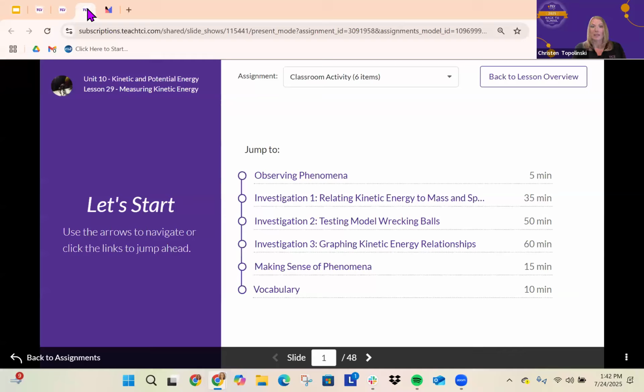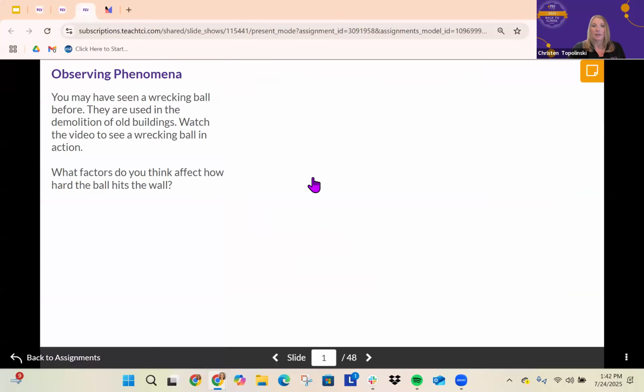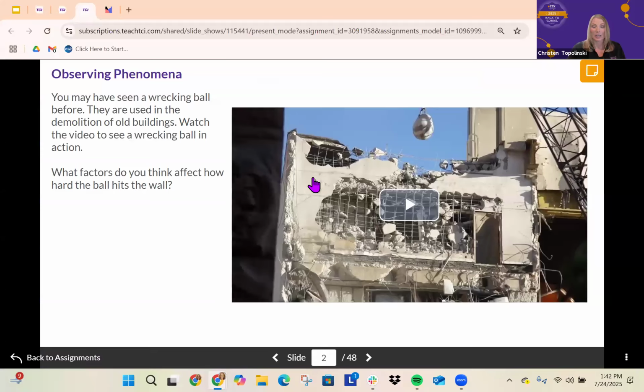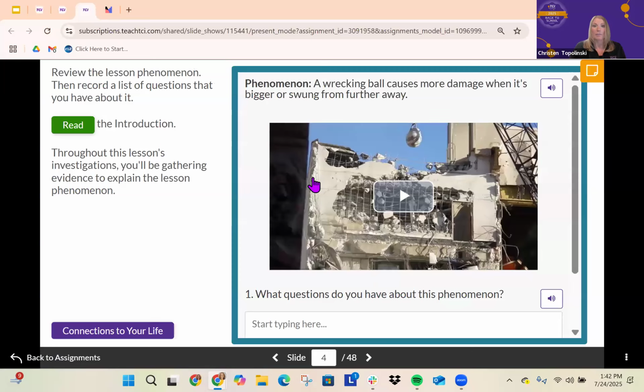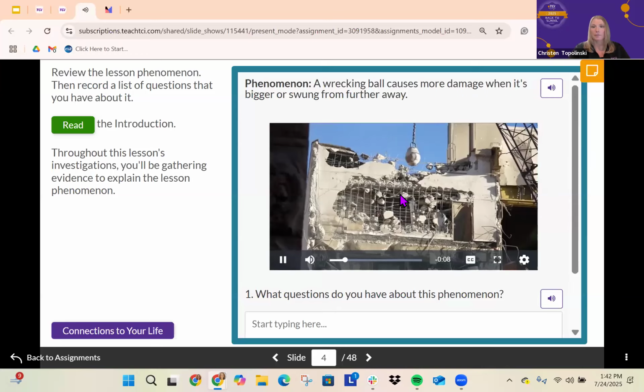We get into kinetic and potential energy in our science curriculum, and we're getting into the phenomenon. This one has to do with a wrecking ball. So I'm going to jump a couple screens so that you can see. The phenomenon is that a wrecking ball causes more damage when the mass of the wrecking ball is bigger, or it's swung from further away. So let's take a look at this quick video here.